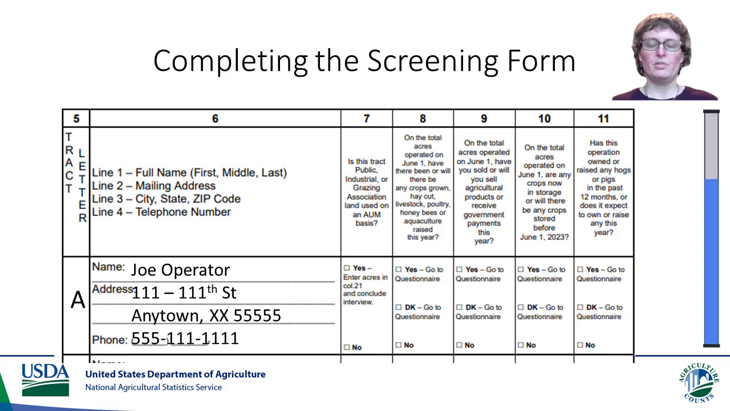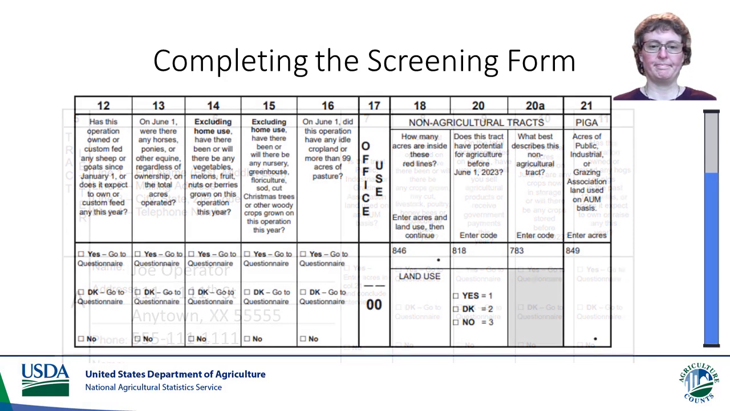If the operator answers yes or don't know to any of the questions, the tract is considered an ag tract. If you are pre-screening the operator prior to data collection, stop here and thank the operator for their time. Let the operator know they will be contacted again in late May or early June to collect data if they screen in as an ag tract. If you are pre-screening during data collection, you may go to the tract questionnaire directly.